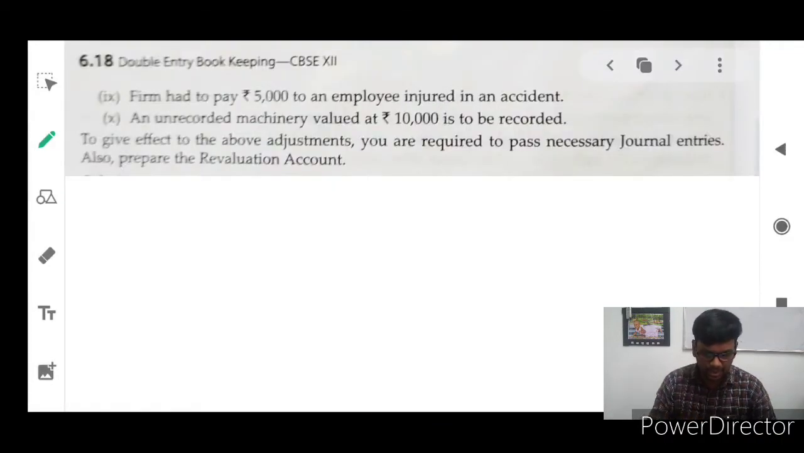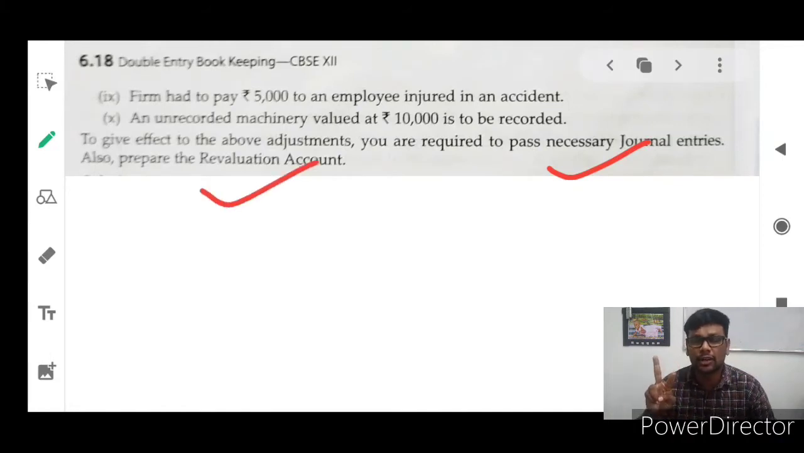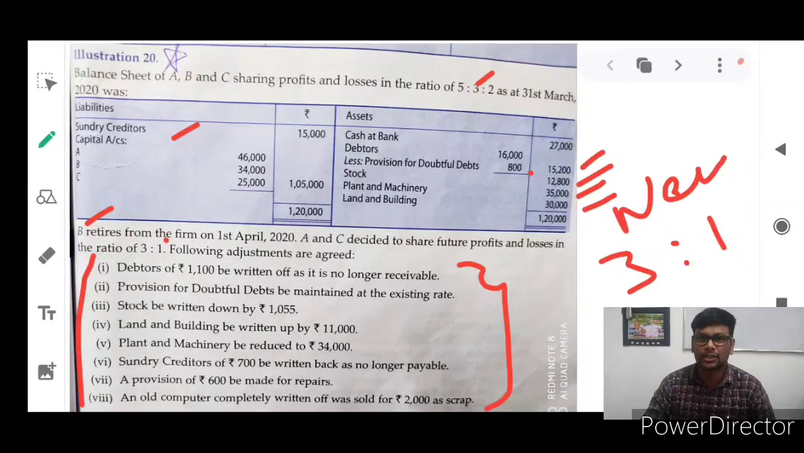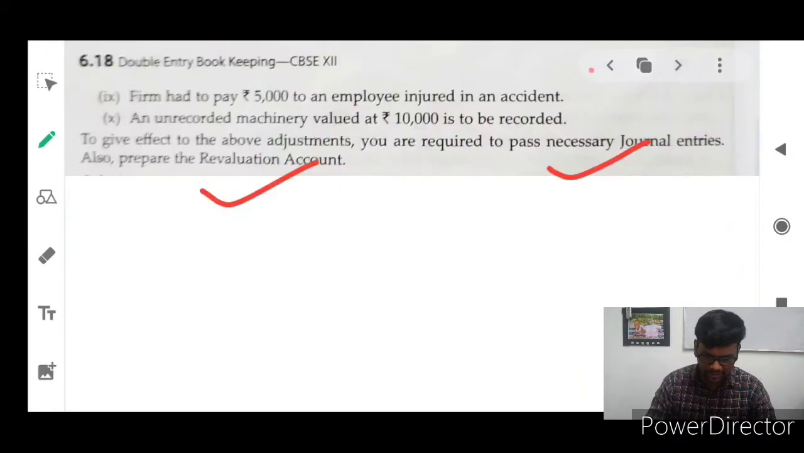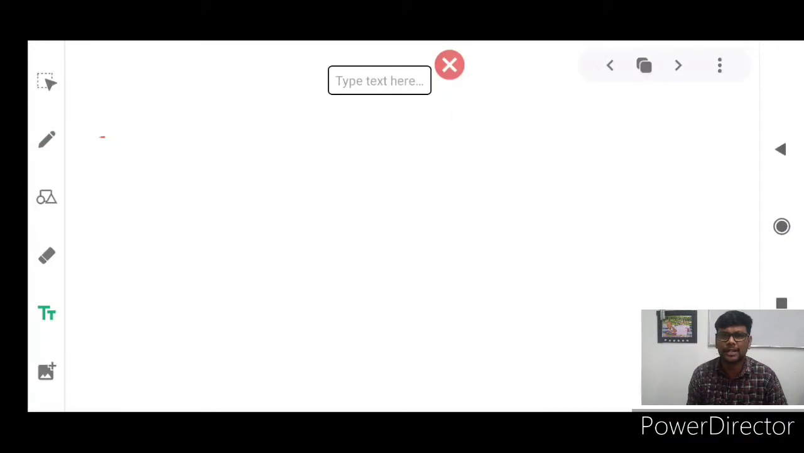After all these adjustments, you are required to pass journal entries. So they are asking us to prepare journal entries and at the same time to prepare the revaluation account. So two items we have to do: one is the revaluation account, and another is the journal entries, isn't it? First of all, we are going to prepare the revaluation account with this information. You know how to prepare a revaluation account.